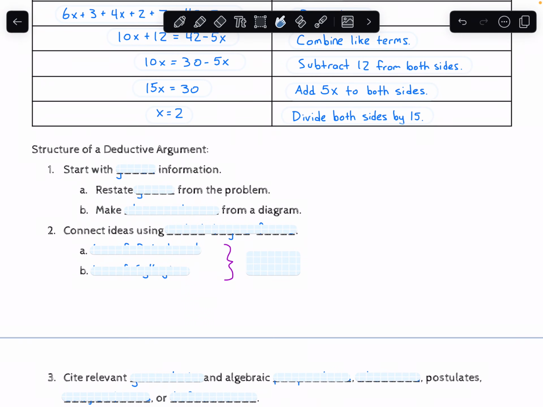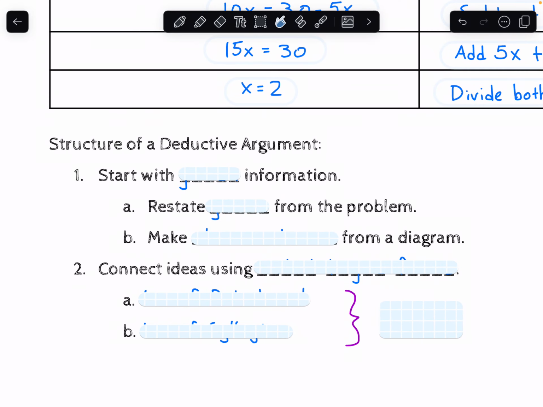So let's look at the structure of the deductive argument, and this is what I want you to focus on writing every time you are asked to prove something, justify an answer, or provide a deductive argument for something. You will always, always, always start with the given information. Now, this could be restating explicitly given information from the problem, or you might make observations from a diagram. In that case, the information was given to you in the form of a diagram. You will first turn that into words or equations.